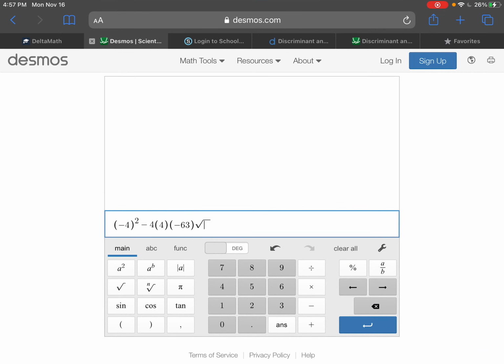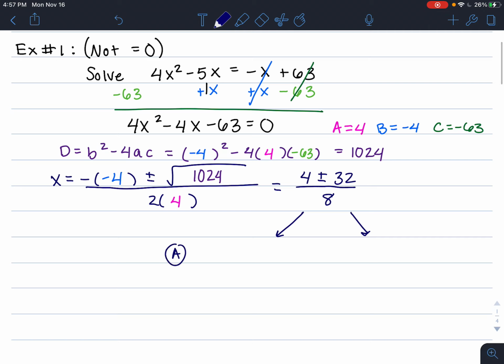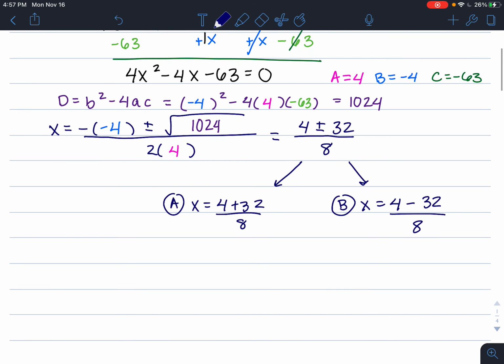the square root of 1024, which is equal to 32. So plus or minus 32 all over 8. And then I'm going to go ahead and split this up. My first answer is going to be x equals 4 plus 32 all over 8, and my second answer will come from 4 minus 32 all over 8. Then all I have to do is simplify.